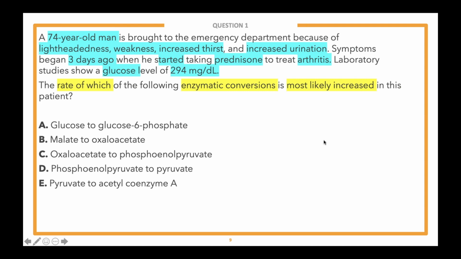Answer choice E, pyruvate to acetyl coenzyme A. D, phosphoenol pyruvate to pyruvate. C, oxaloacetate to phosphoenol pyruvate. B, malate to oxaloacetate. And A, glucose to glucose 6-phosphate.